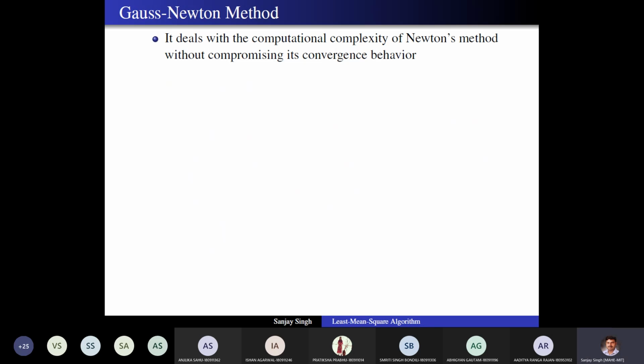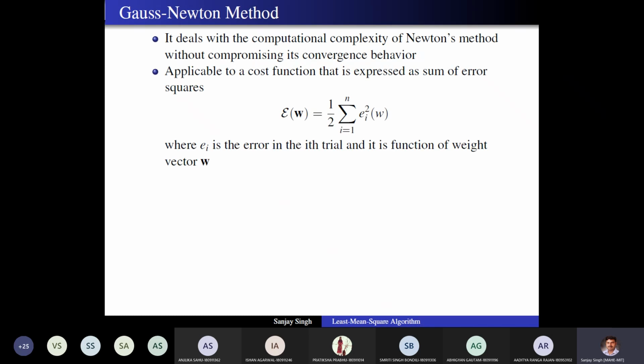So basically it deals with the computational complexity of Newton's method, which is of course quite complex as compared to the simple gradient descent, also without compromising convergence behavior. Convergence was very good in the case of Newton's. But of course, we know the problem that the Hessian matrix has to be ensured to be non-singular every iteration, which is not always possible.